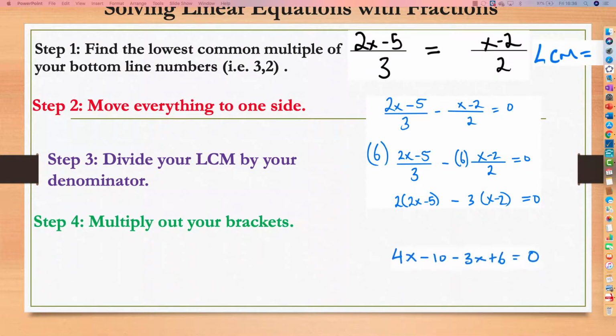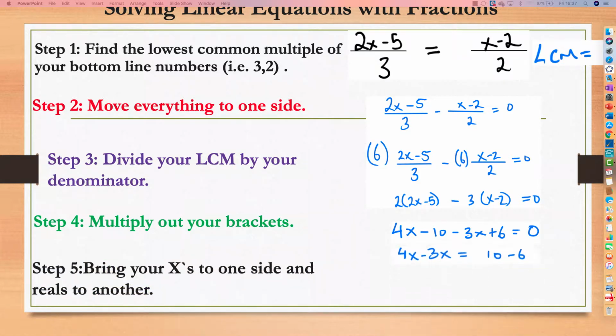So 2 times 2x is 4x. 2 times minus 5 is minus 10. Minus 3x plus 6. On your left, you're left with 4x minus 3x. On your right, you have 10 minus 6, which is 4. x should be equal to 4. Did you add the 6 instead of taking it away? It was plus 6, minus by minus is plus. Alright, so we're going to do something that looks a bit like this again. So we're going to do this one. Have a go at this one.